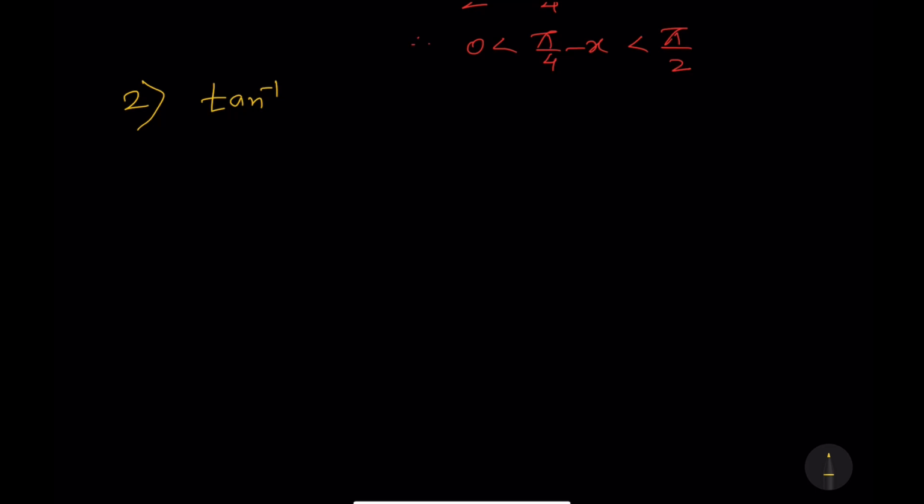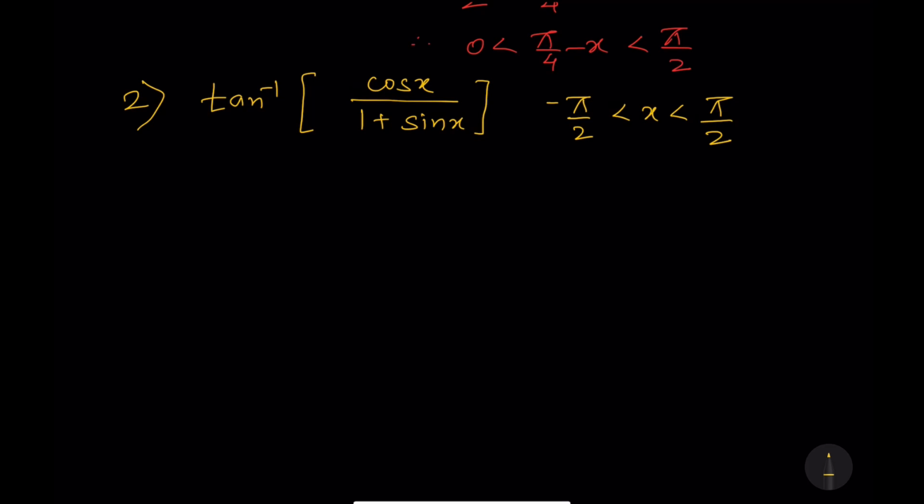Now the second one. Simplify tan inverse of cos x upon (1 plus sin x), where x lies between minus pi by 2 to pi by 2. So our x is between minus pi by 2 to pi by 2. Then how do you simplify this? Again we have tan inverse, so we want to have tan inverse of tan. So we'll convert the expression in the bracket in terms of tan.